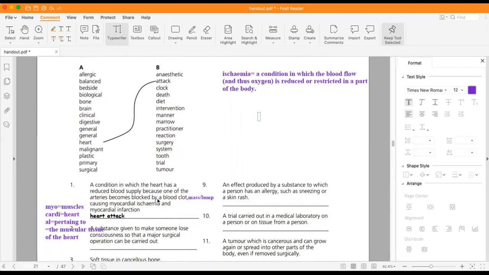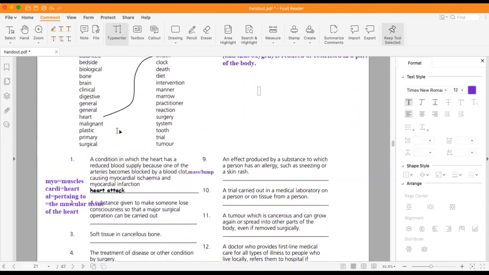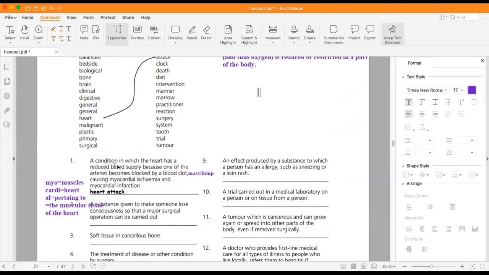يعني تدفق الدم اللي بيروح للmuscular tissue of the heart, the myocardial tissue has been reduced يعني قل تدفق الدم قل. Alright? This is called heart attack. This is a heart attack. Alright?